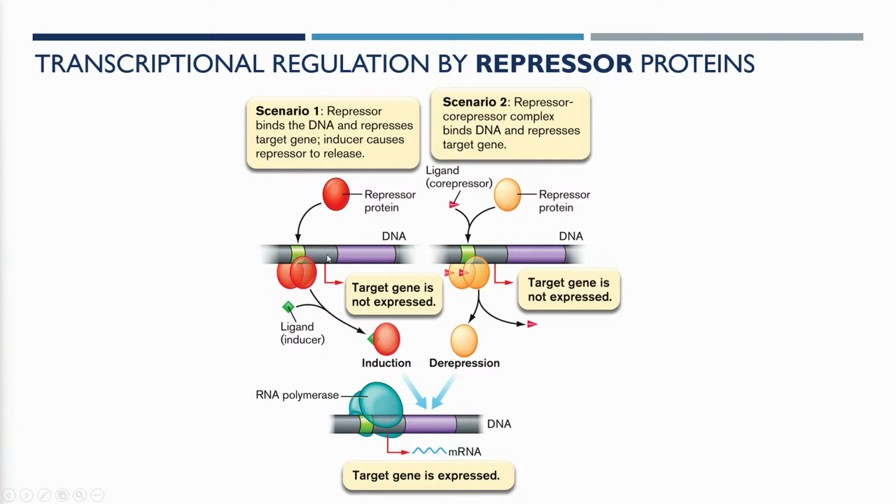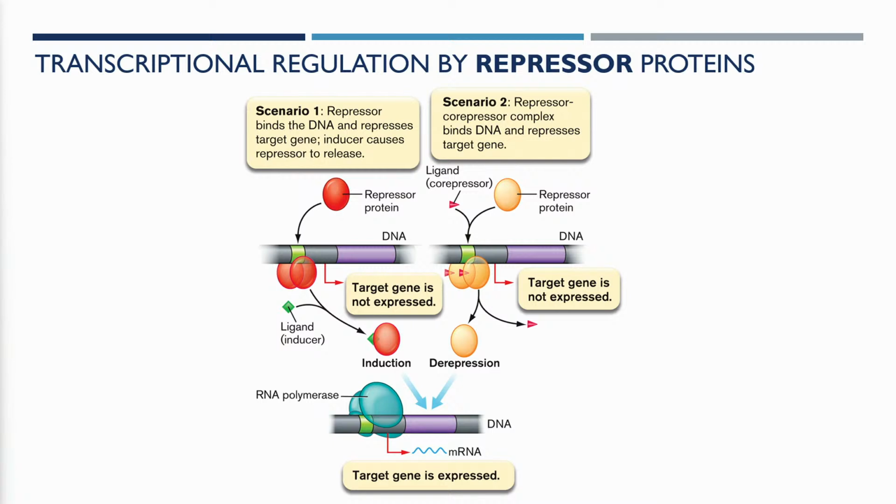So let's talk a little bit about regulation of transcription by repressor proteins. Typically repression can happen in two general ways depending on the mechanism or scenario. Let's talk about scenario one here. You have your repressor protein here in red. This will bind the DNA sequence, and at this point it doesn't require a ligand, so it can just bind and repress, preventing transcription. The target gene is not expressed.